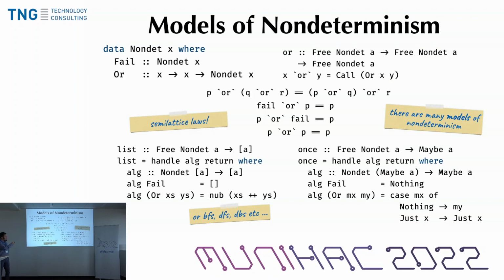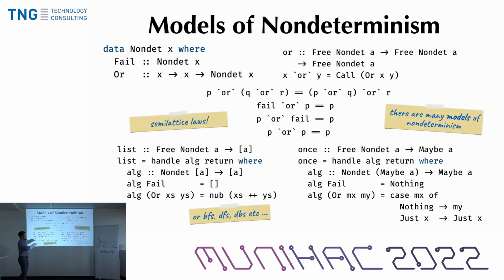One example, and this is just an ordinary handler in Haskell, is you want to list all the non-deterministic choices. In other words, if you fail, you say it's empty. Otherwise, if it's x's or y's, then you put those x's and y's together, and then you remove any duplicates.